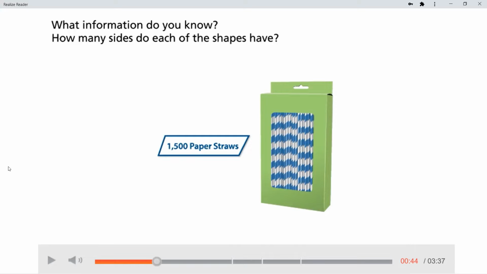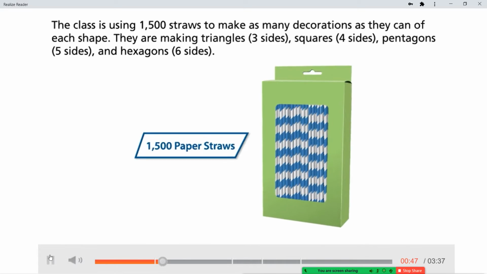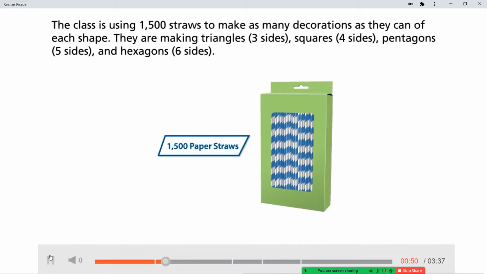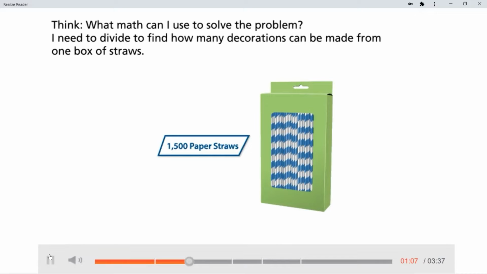So if each one of those shapes is going to have its own box of straws, we need to figure out how to solve this problem. The class is using 1,500 straws to make as many decorations as they can of each shape. They are making triangles, 3 sides, squares, 4 sides, pentagons, 5 sides, and hexagons, 6 sides. Think, what math can I use to solve the problem? I need to divide to find how many decorations can be made from one box of straws.